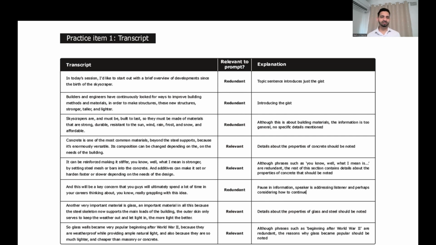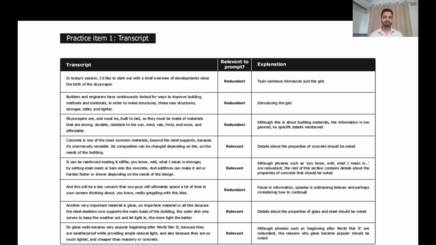Builders and engineers have continuously looked for ways to improve building methods and materials in order to make these new structures stronger, taller, and lighter. Again, it kind of introduces the gist. It's still introducing the gist. It doesn't start mentioning the materials itself. We are looking for the type of material, and it hasn't mentioned the type of materials yet. So we'll classify that as redundant information as well.